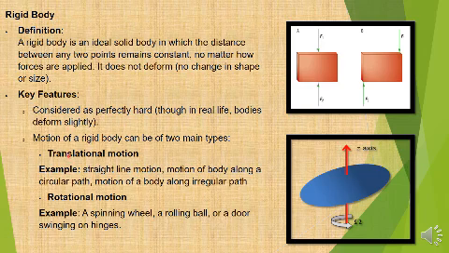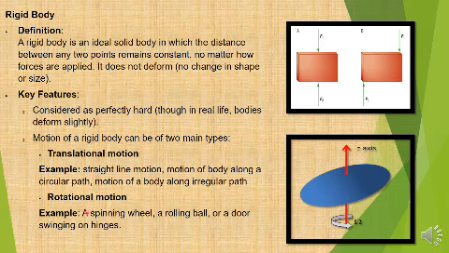The motion of a rigid body can be of two main types, translational motion and rotational motion. Translational motion is a motion of a body without rotation that can be in a straight line, for example, a motion of a car or motion of a ball. That can be along a circular path, and the motion of a body along an irregular path, for example, the motion of a butterfly.